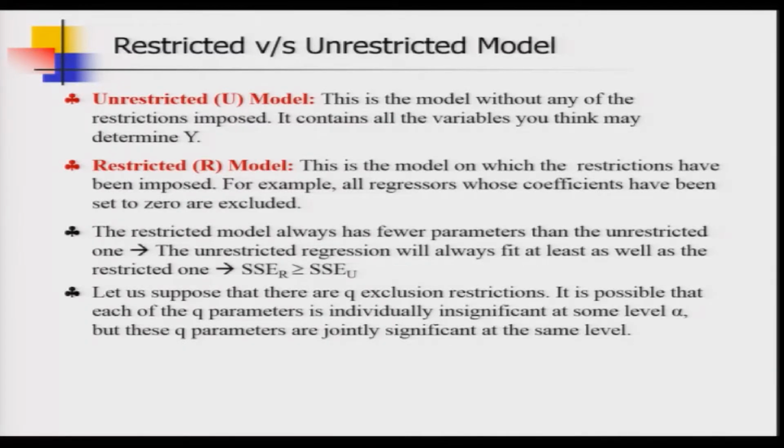Now, it is very much possible that each of these q parameters that you are setting equal to 0, as you put a restriction on the mother regression or the unrestricted model, may be individually insignificant at some level of alpha, but these q parameters may be jointly significant at the same level of significance. So, we need a statistical test, and for that the F test is going to be used, and in the next slide we are going to see how.